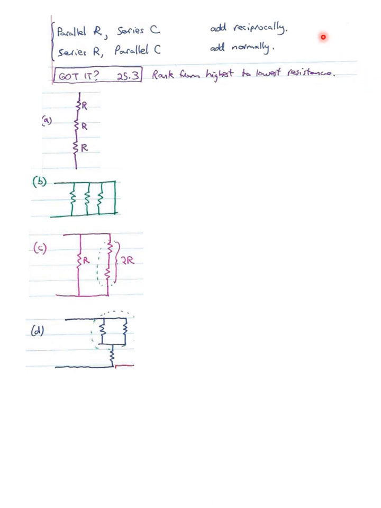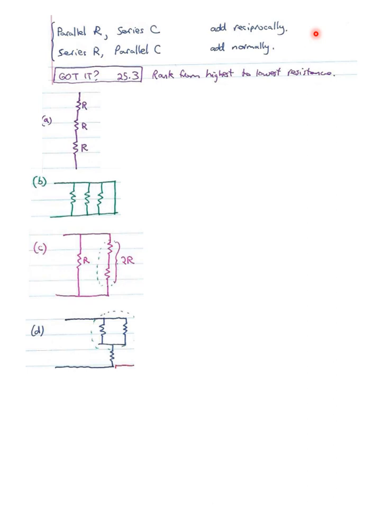Up at the top of the screen, just a handy little reference here. When you have parallel resistors or series capacitors, they add reciprocally. You can go back to chapter 23 and see how we covered capacitors in series and parallel. They add normally, meaning you just add R1 plus R2 plus R3 if it's resistors in series or capacitors in parallel. So they're reversed between resistors and capacitors. All right.